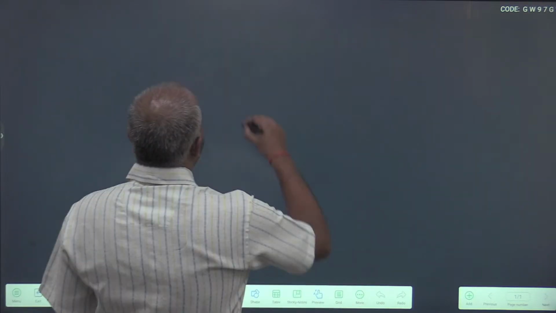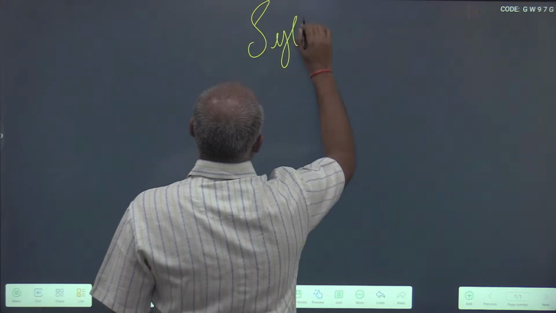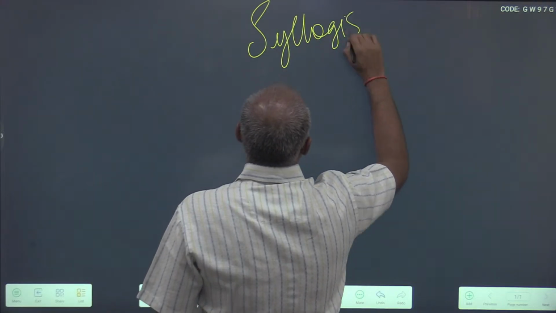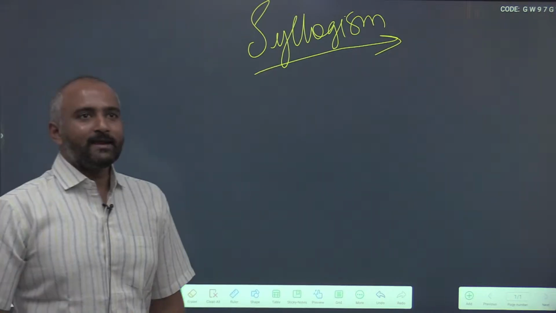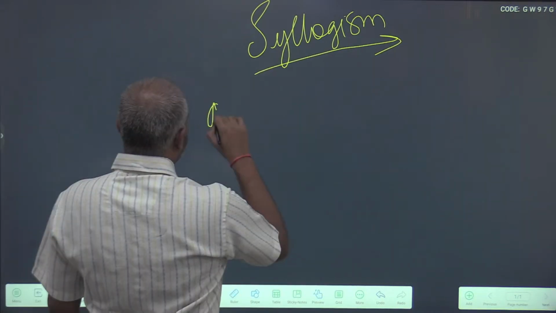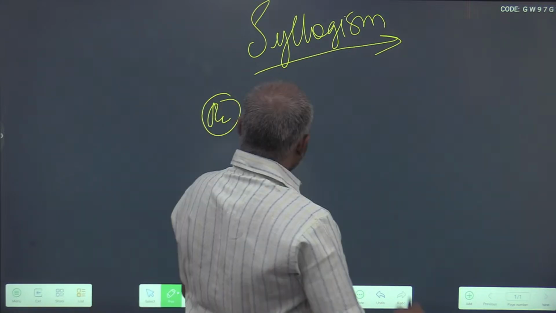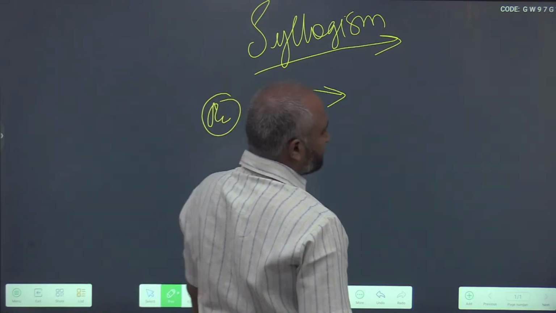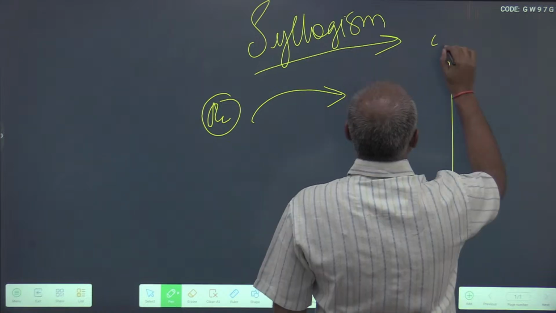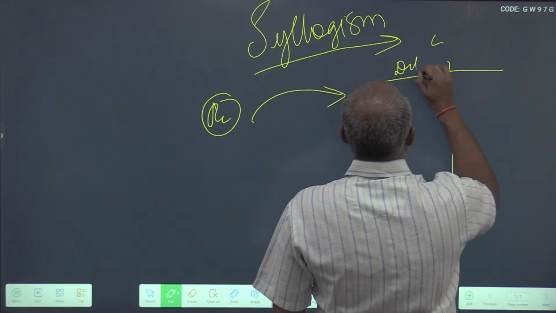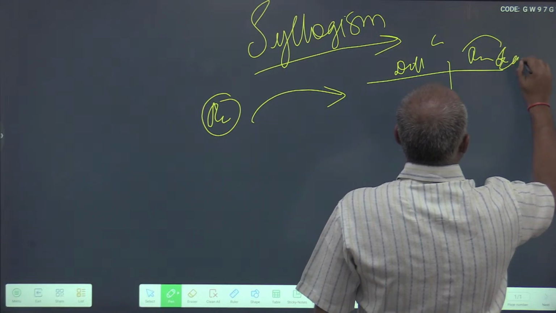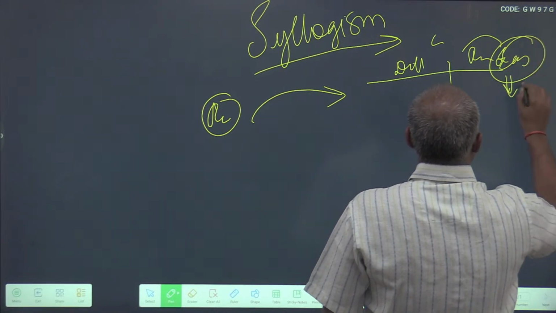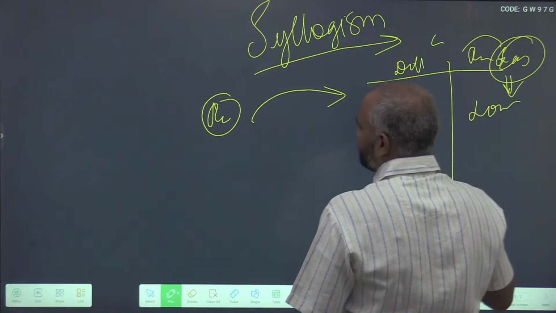Good evening, students. Today we are going to see syllogism. You might be thinking why we had to take a detour to a reasoning topic. It is because I have observed that CSAT contains some difficult portions and some easy ones. Let's call them low hanging fruits.